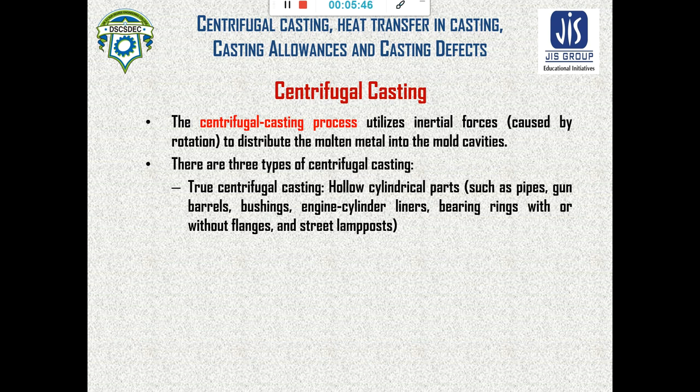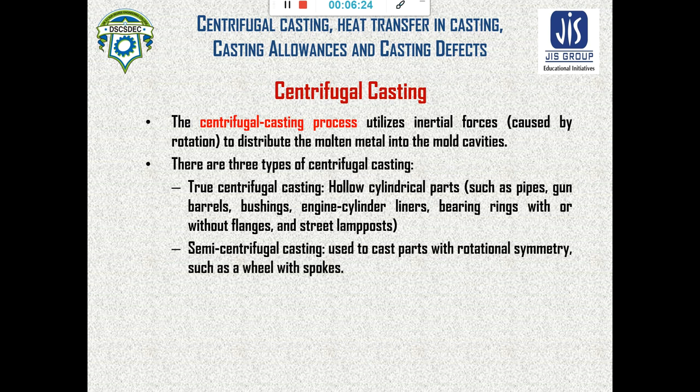In this true centrifugal casting, we put the molten material from the center, and a rotating wheel is there. By rotation of that wheel, the molten material will move towards the outer periphery of the wheel. And a hollow pipe, hollow cylinder, such things can be made. So this is true centrifugal casting.